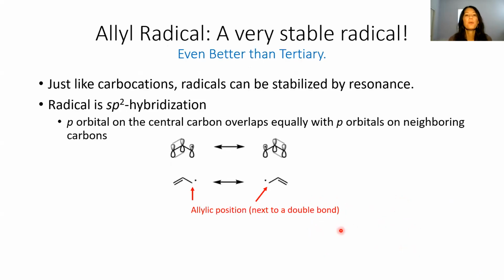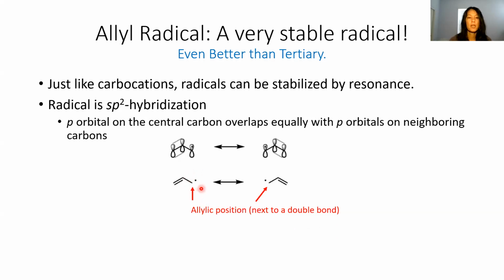Okay, there's another radical. It's called an allyl radical, and it's a very stable radical. It's even better than a tertiary radical. So just like carbocations, radicals can be stabilized by resonance. A radical is sp2 hybridized. This one here is. So just to be clear, this specific radical is sp2 hybridized.